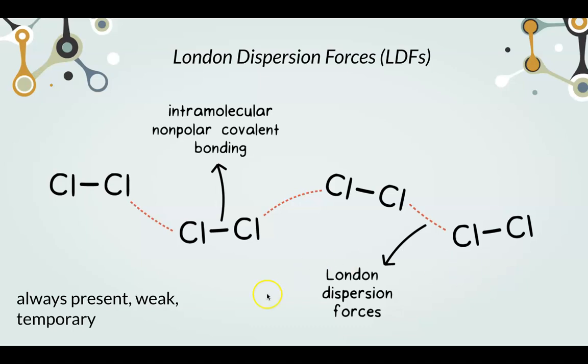So if we have a bunch of nonpolar molecules, there's still going to be some temporary attractive forces between them, just from them bumping around into each other. So London dispersion forces are always present, even with these very nonpolar molecules like Cl2.